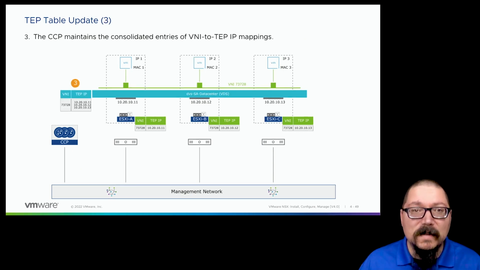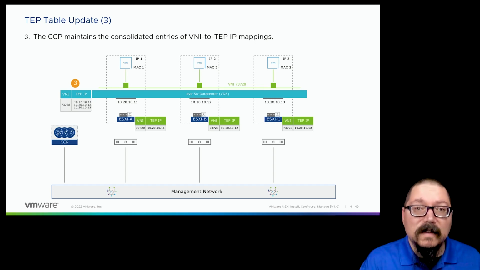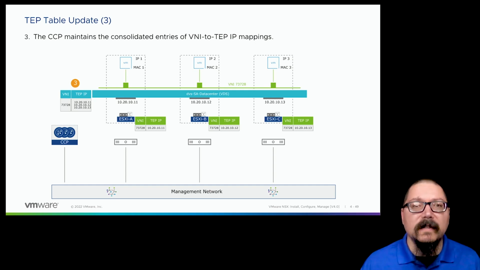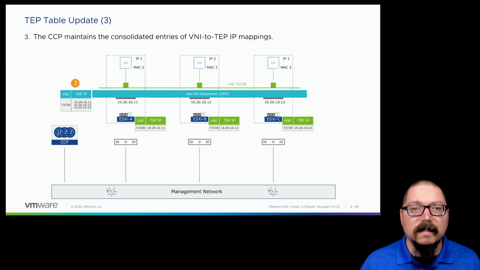It's going to say, okay, I've received a TEP report from ESXi-A and ESXi-B and ESXi-C, and they've all told me that they have a tunnel endpoint servicing stuff on VNI 73728. So let me set up my central control plane tunnel endpoint table for 73728 and show that I have all three of these tunnel endpoints servicing workloads here.